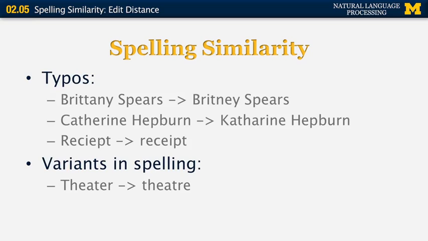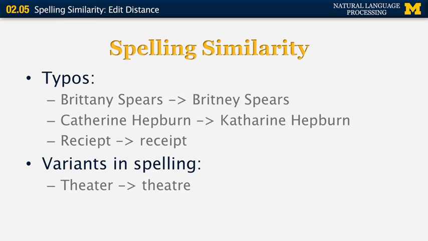For example, they may want to be looking for pictures of Britney Spears and they type her name as Brittany Spears. So they often spell a name like Katharine Hepburn incorrectly, or spell the word receipt with I before E, even though they are well aware of the rule when you should use it one way or the other.